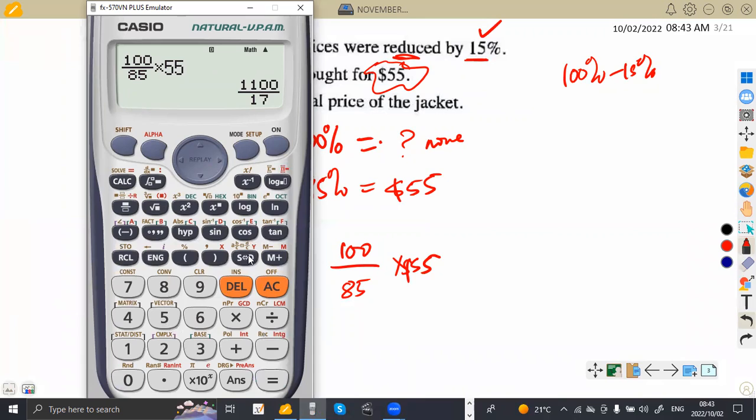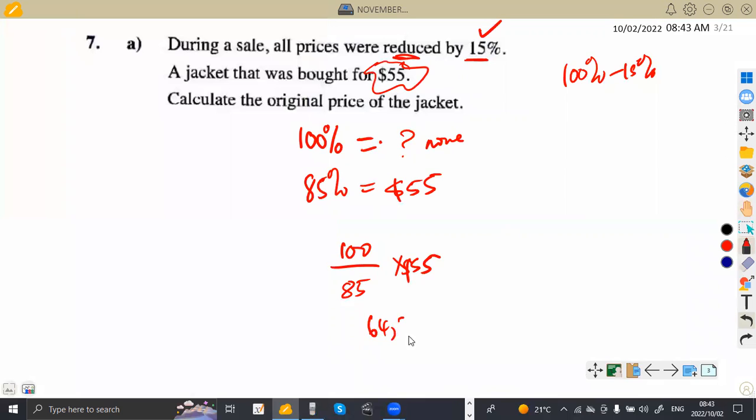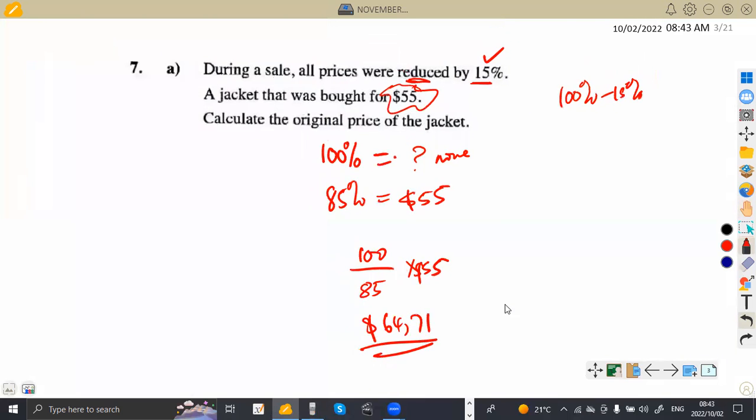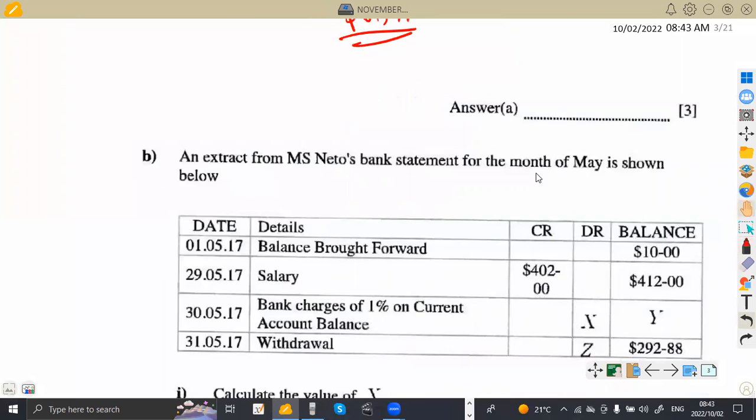So that's what you're going to have as a decimal, 64.705. To remember, this is money, so you're supposed to give your answers to two decimal places. So to two decimal places, this 5 is going to change this 0 into 1, so it's going to be $64.71. So that was the original price before a decrease or a reduction. All right, that's what we had.